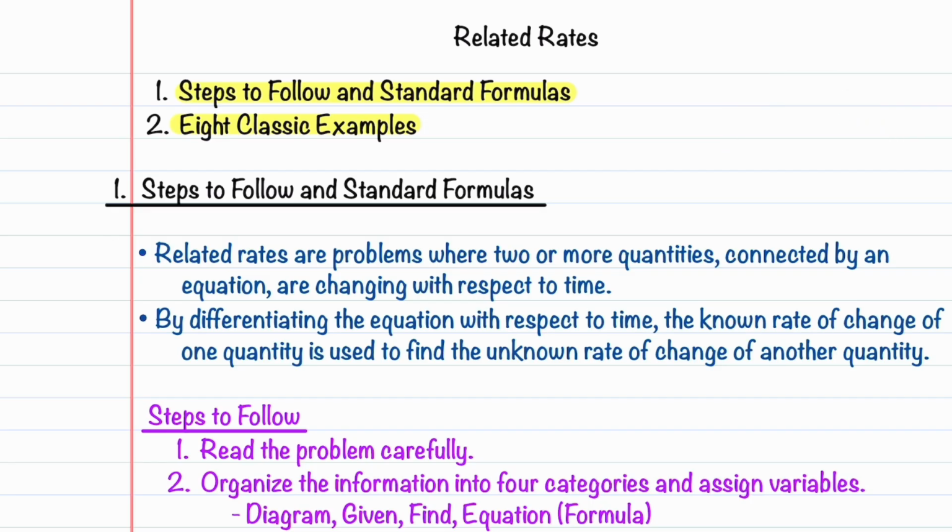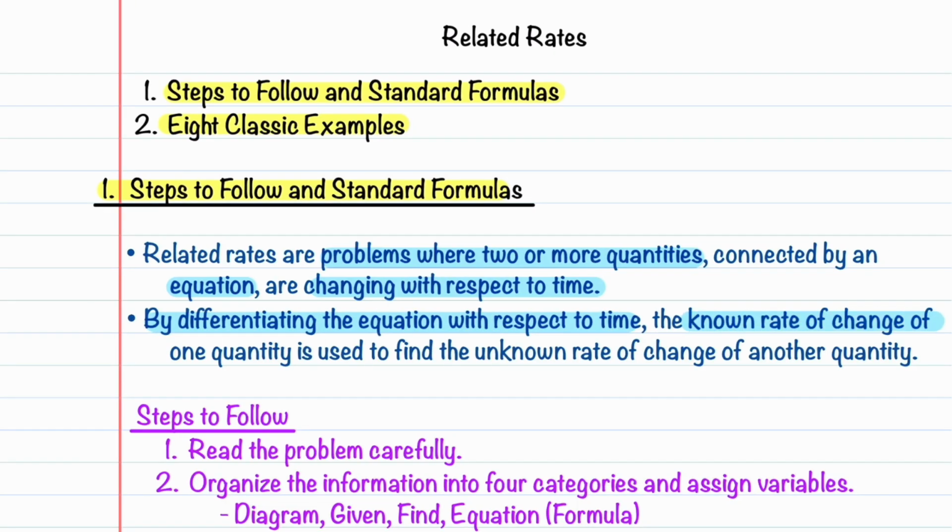Let's start by going over the steps that you can follow to solve any related rates problem. Related rates are just problems where two or more quantities connected by an equation are changing with respect to time. By differentiating the equation with respect to time, the known rate of change of one quantity is going to be used to find the unknown rate of change of another quantity.